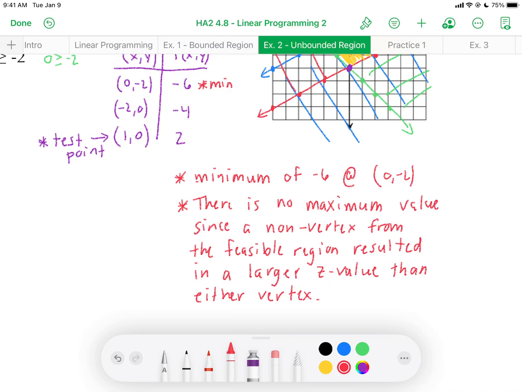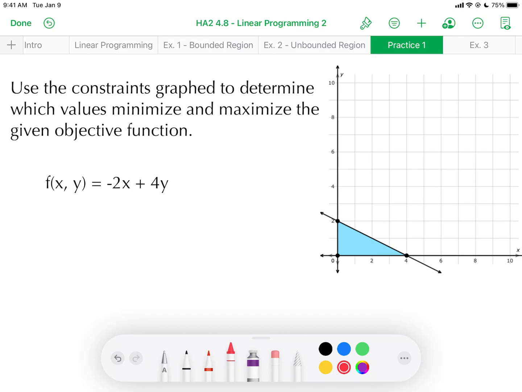No? Okay. So try practice 1 for me really quickly. The nice thing about this is the constraints are already graphed. It's a bounded region, so we shouldn't have to worry about these test points. And we're just trying to maximize and minimize the given objective function. Just take 1 or 2 minutes to work through that.